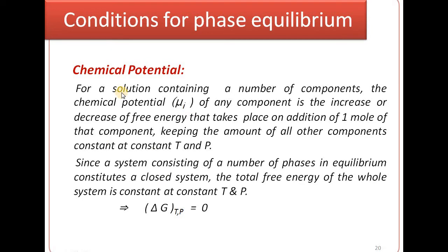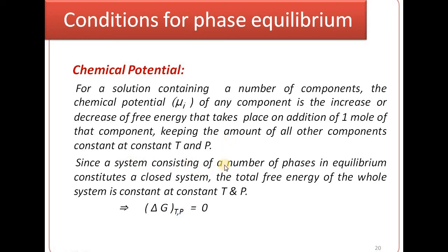Now, what do we mean by chemical potential? We very well know that for a solution containing a number of components, the chemical potential of any component is the increase or decrease in the free energy taking place when we add 1 mole of that component to the system, keeping the amount of all other components constant at constant temperature and pressure. So the chemical potential of a component is the increase or decrease in the free energy of the system when we add or subtract 1 mole of that component from the system. The condition is that the amount of other components is constant, and temperature and pressure are also constant.